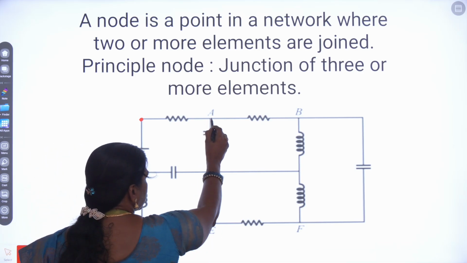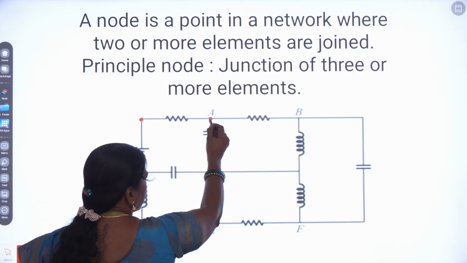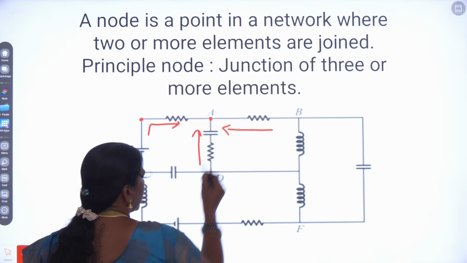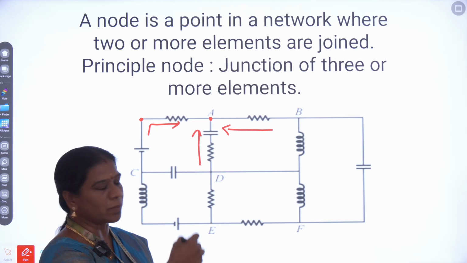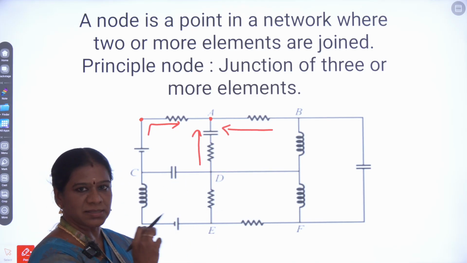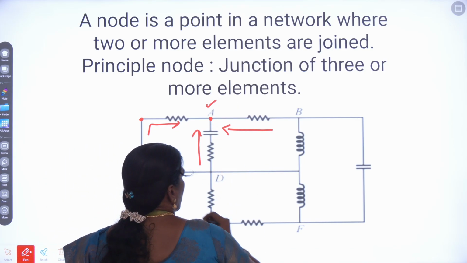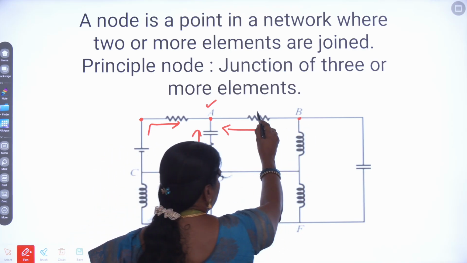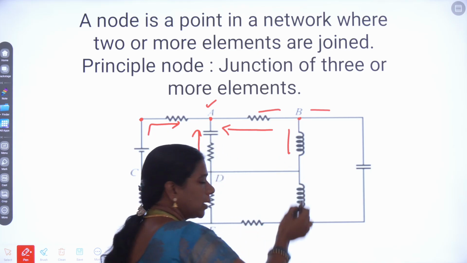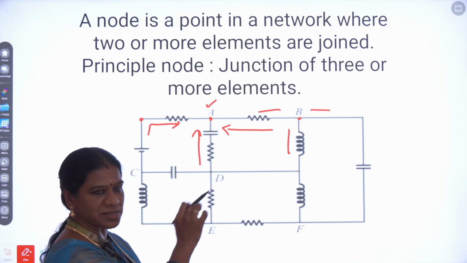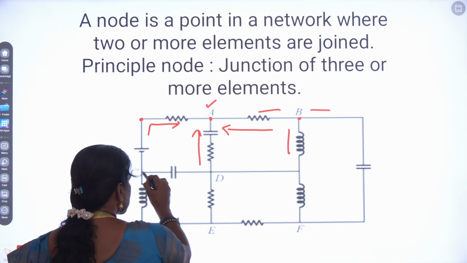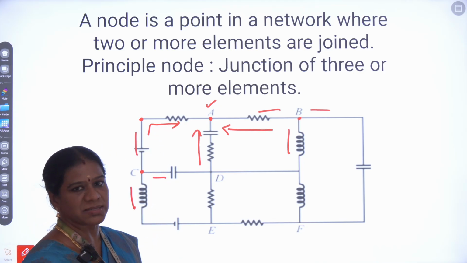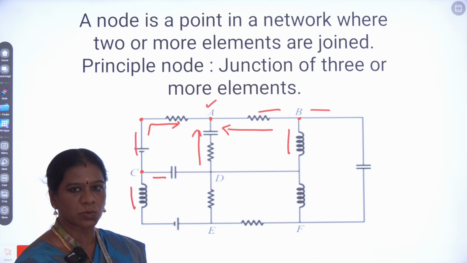And if you see this point A, 3 branches are meeting. This is one branch, this is another branch, and this is another branch. So 3 branches are meeting at point A, and we can consider this a node. At point B also, 3 branches are meeting, and similarly at C, 3 branches are meeting. Three or more branches meeting means it is a principal node.